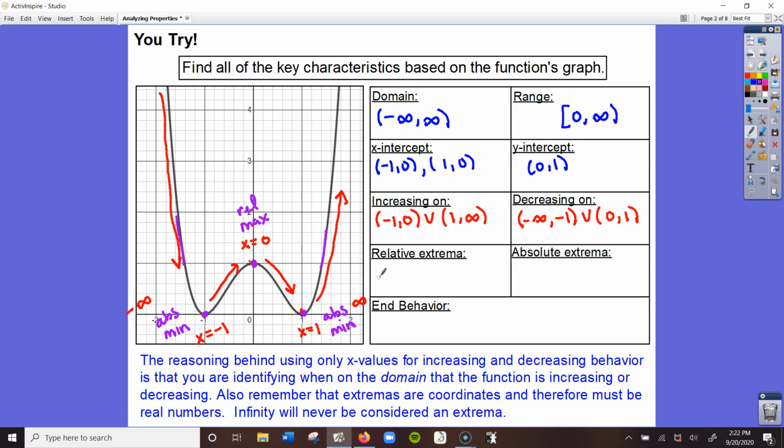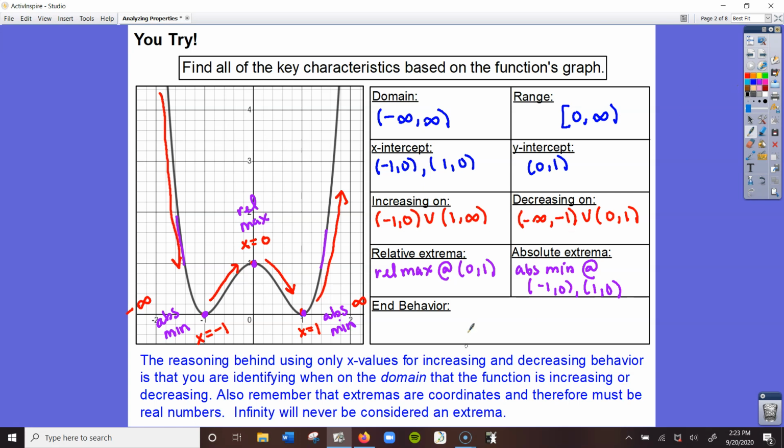So for this graph, we have only a relative max, and it occurs at (0, 1). Then for our absolute extrema, we only have two absolute minimums. And you always make sure to give me the coordinates. So the first coordinate for the absolute minimums would be (-1, 0), and then the other is at (1, 0).